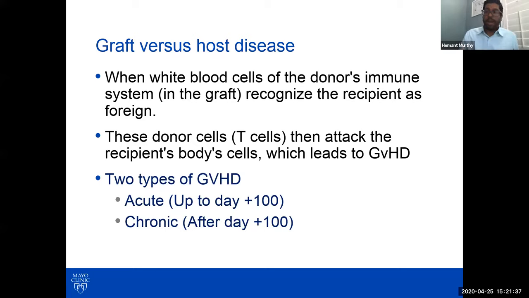So this is why we have to suppress the immune system for a while and then gradually allow it to engraft, give it time to recognize the body and make sure that it doesn't do anything severe and dangerous. There are two types of graft versus host disease. For simplicity's sake, we say that acute graft versus host disease is up to day 100, and chronic is anything after that. Next, please.